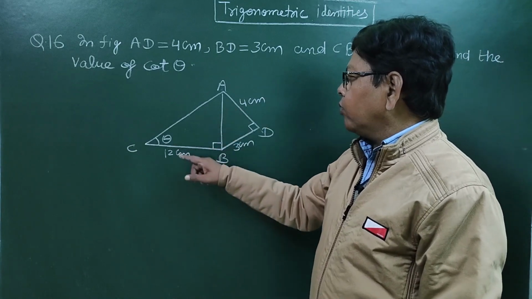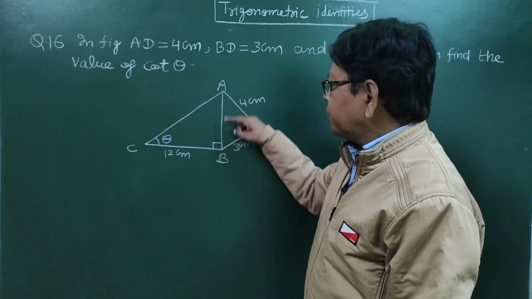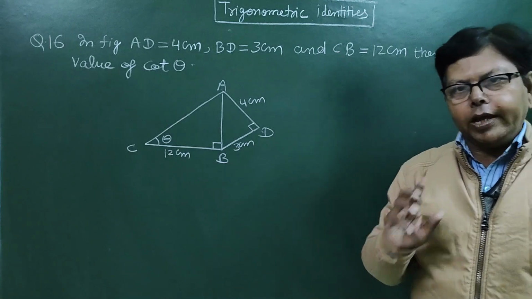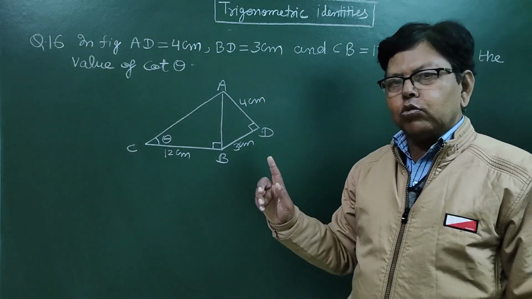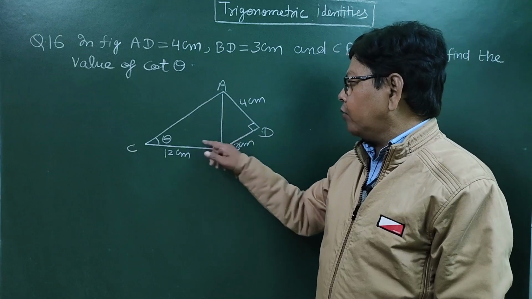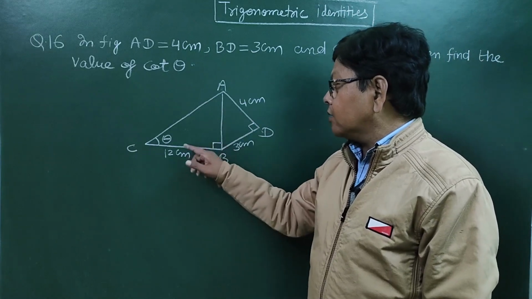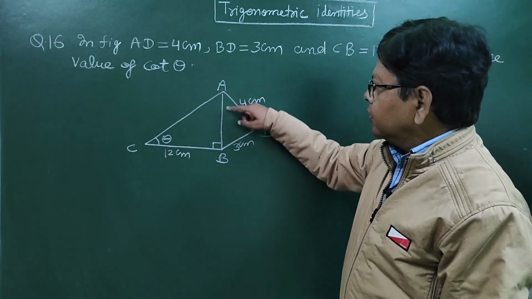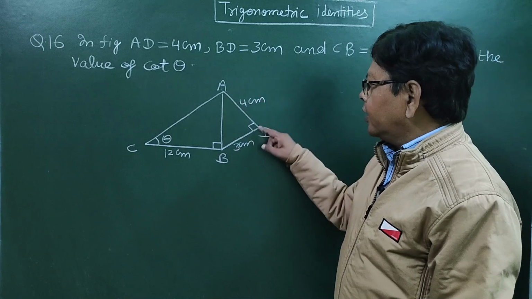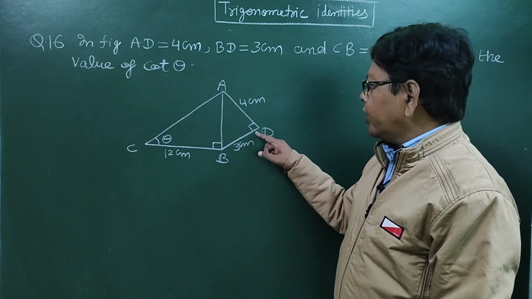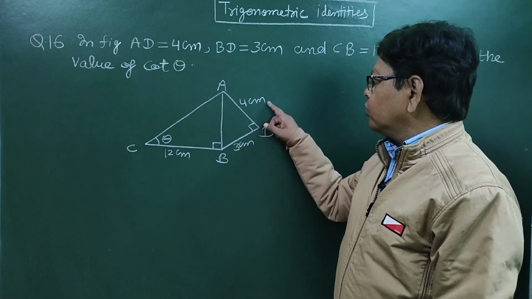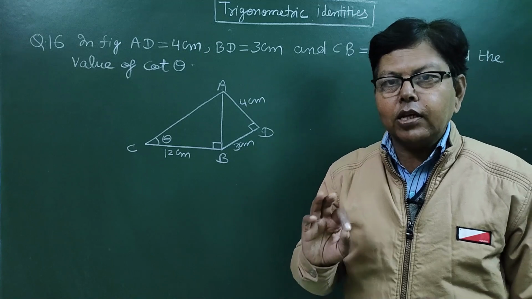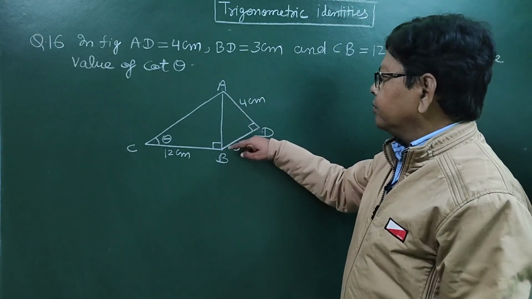Now to get the value of cot theta, you need the perpendicular side, that is AB, the side which is opposite to the angle. Among these two perpendicular sides, the side opposite to the angle is the perpendicular, and the side adjacent to the angle is the base. Now we have another triangle, right triangle ADB. In this triangle we have AD equal to 4 centimeter and BD equal to 3 centimeter. So from this right triangle we can find the side AB.